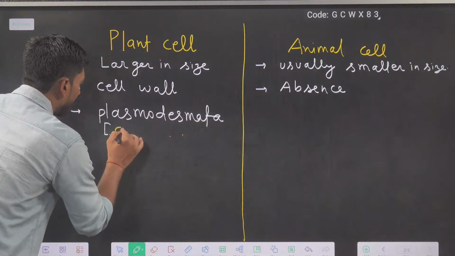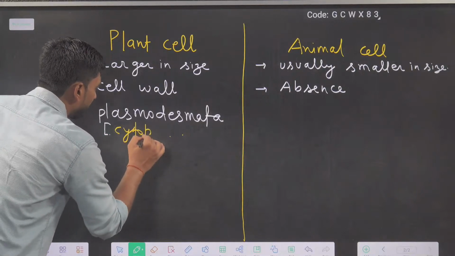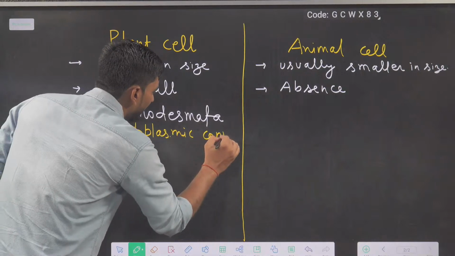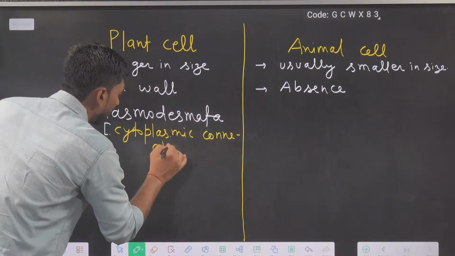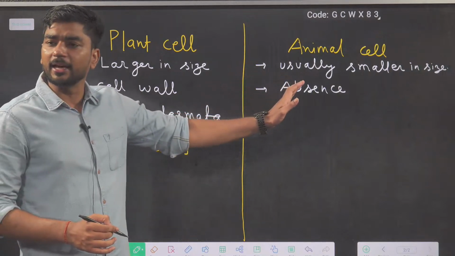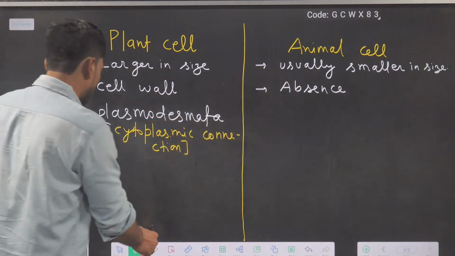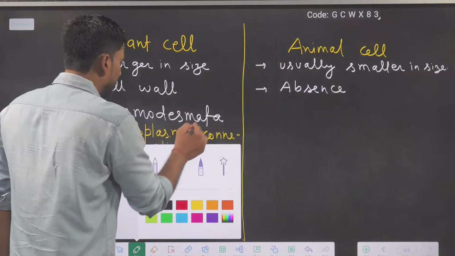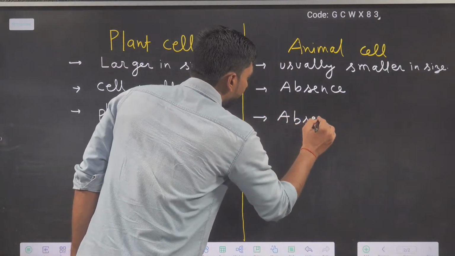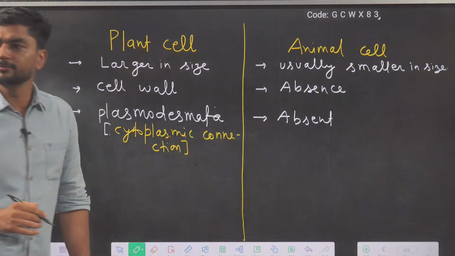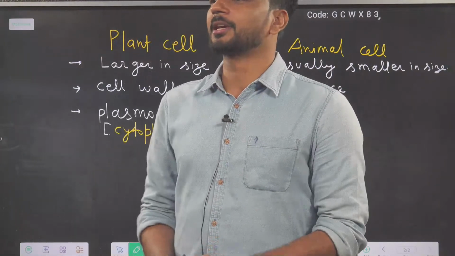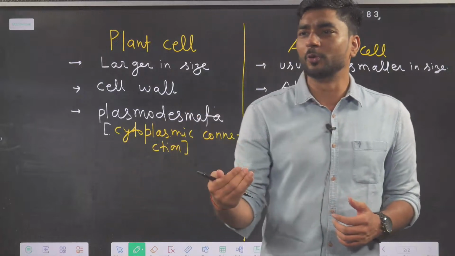Living connection, or in other words, we can say it's a cytoplasmic connection. What is that? Cytoplasmic connection. While in this case, cytoplasmic connections or plasmodesmata is present or absent. So we can say it's absent.